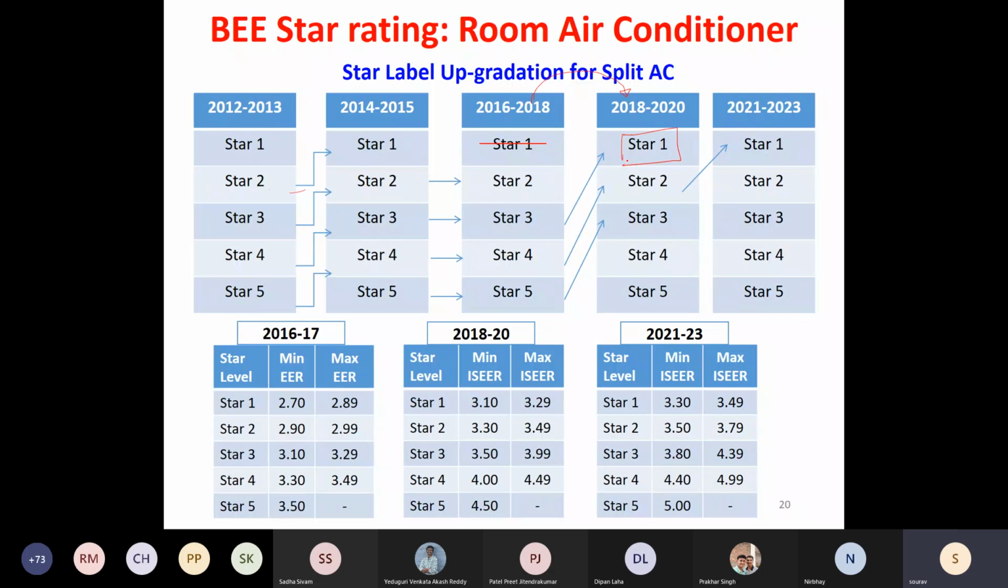So star rating 3 was effectively downgraded in the sense that it became star rating 1. When a layman now goes into the shop, he or she will see 1 star and will not buy that. But if you look at the absolute performance, it is still the same. So it's like a student getting 50% marks. Earlier he was given a B grade and now he'll be given a D grade.